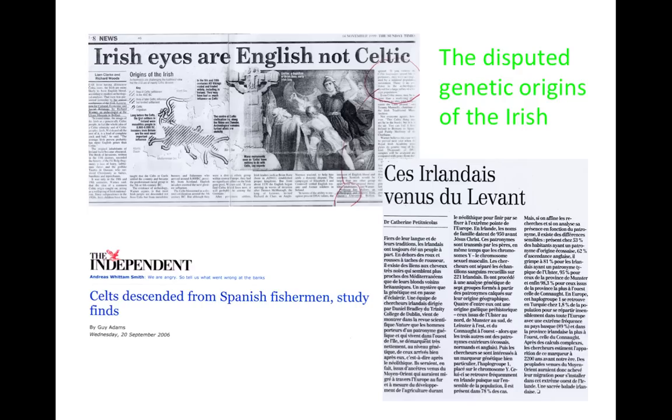Well, when I was writing the book, it was against the background of the disputed genetic origins of the Irish. Every few years, newspapers and magazines came out with new origins for the Irish, as you can see. Irish eyes are English, not Celtic. It has the same genes as the next island, therefore nothing special about that. No, said the French, as you can see there, the Irish come from the Levant. They're coming from the Near East. Bullshit, says the Independent. The Celts are descended from Spanish fishermen, study finds. And, you know, there's a plethora of stuff based on taking a look at modern DNA.